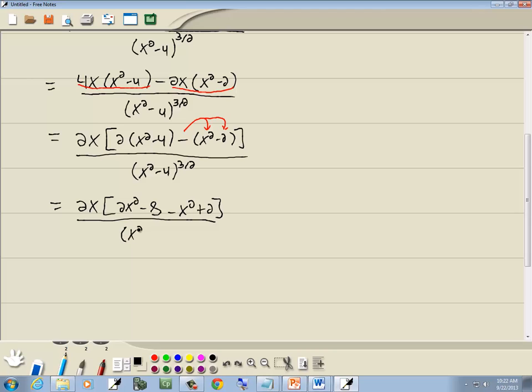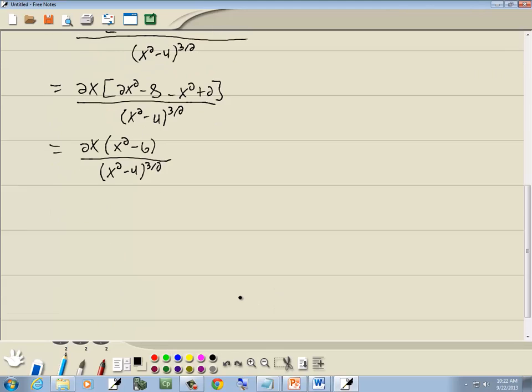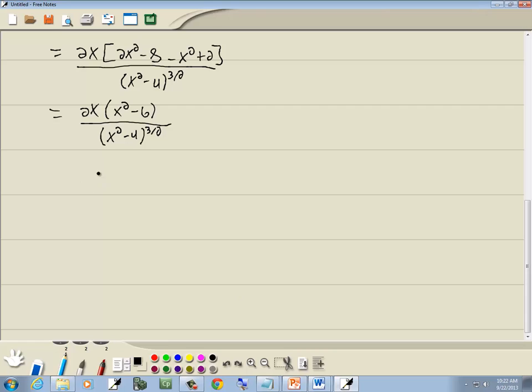Over this. And then we've got 2x, combined together like terms. 2x squared minus x squared gives us x squared. Negative 8 plus 2 gives us negative 6. Over this. That's about as good as it gets in terms of factoring what they have in common up on top. So now the next set of instructions: set this equal to 0. So we've got 2x times (x squared minus 6) over (x squared minus 4) to the 3/2 equal to 0.